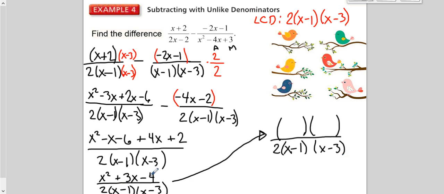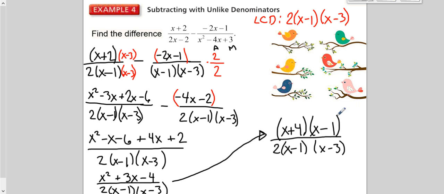So two numbers that multiply to be negative 4, but add to be positive 3. Multiply to be negative 4, so 4 and 1. Multiply to be negative, so we need one negative, one positive, but they have to add to be positive. So x plus 4 times x minus 1.